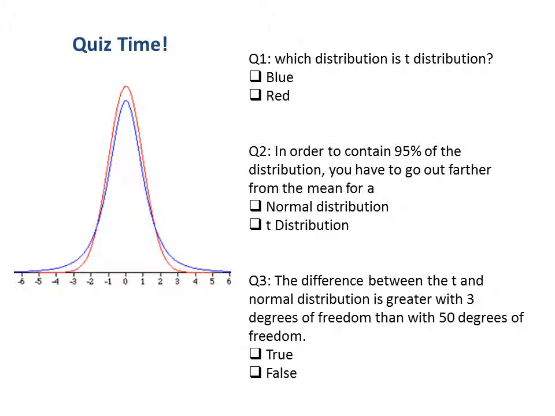So for question 1, which distribution is a T distribution? And the answer is the blue distribution is a T distribution because the T distribution has thicker tails than the red distribution.